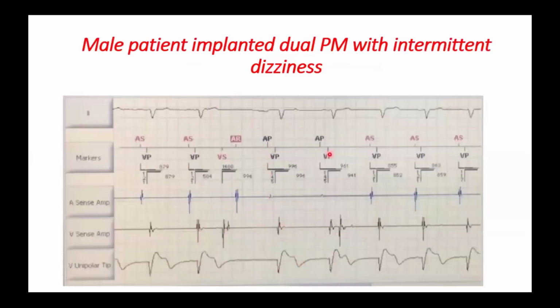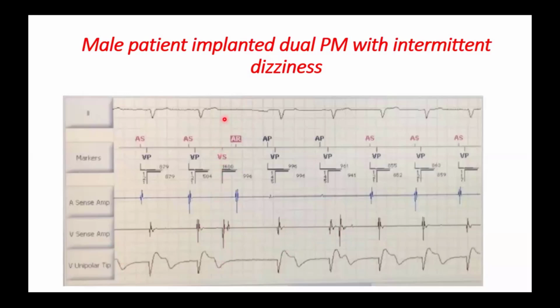Here also, if you are looking at the ECG, this is the atrial channel. Here, this is the ventricular channel. There's a noise that occurs sporadically in the ventricular sensing channel, and there is no ventricular activity on the ECG. So there is also oversensing in this patient.